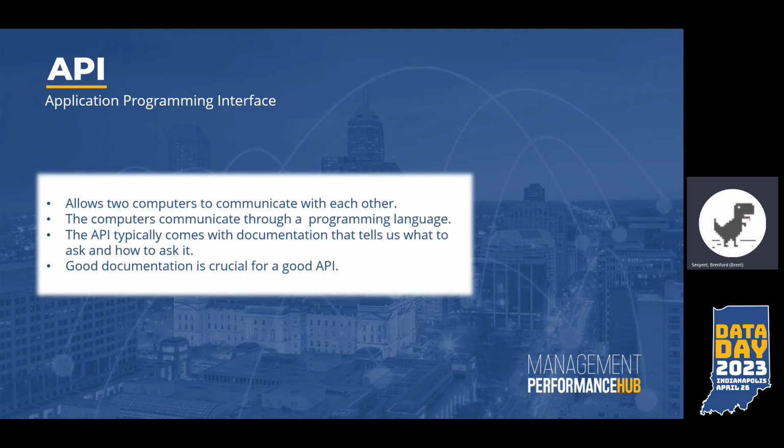This interface allows us to communicate with another computer and request it to complete calculations on data we send it that it has been programmed to perform. APIs come with documentation that tells us how to format data using a programming language such as Python or JavaScript. Good documentation is crucial for a good API. Poor documentation essentially makes a useless one.